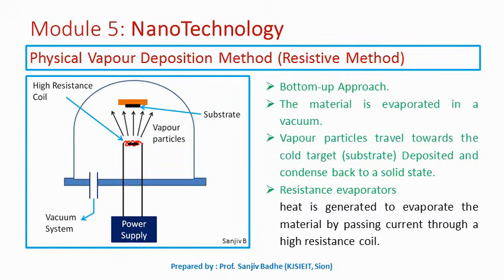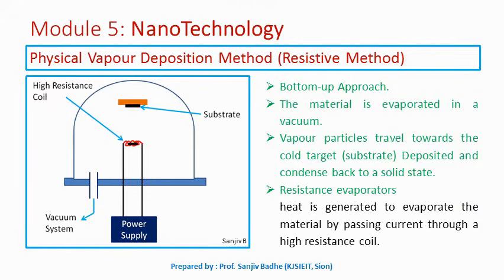Another physical method that we will be discussing for producing the nanomaterials is physical vapor deposition method. This physical vapor deposition can be achieved by two ways: a resistive method and a sputtering method. We will be discussing each method one by one. This physical vapor deposition method uses a bottom-up approach. So smaller and smaller particles will be joined together to get bigger size nanomaterial.